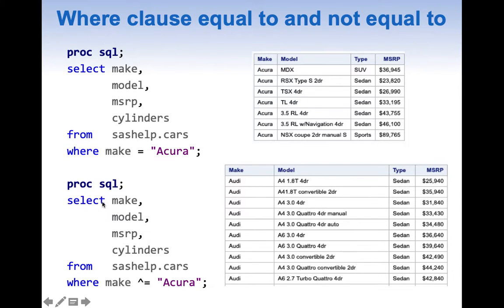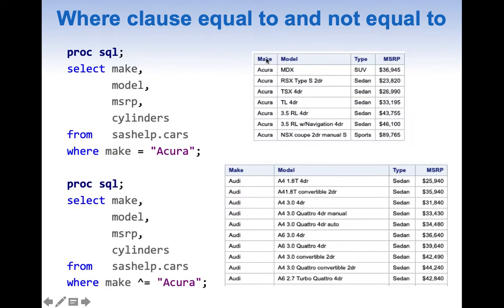Now let us look into not equal to. Here we want to have cars where the make is not equal to Acura. All we need to do is change the symbol to not equal to, and give the value Acura in quotes. I want to mention a very important point here, and this is where sometimes people will have wrong results.